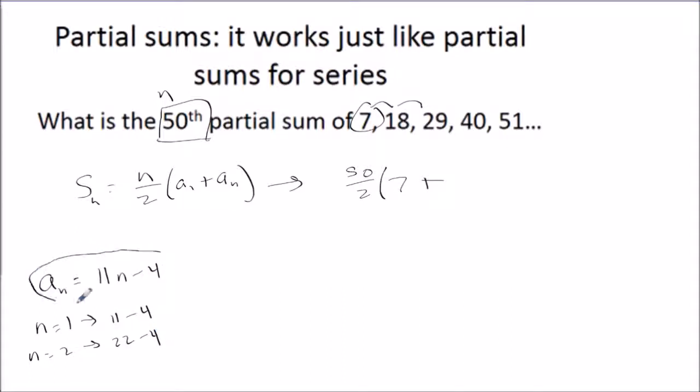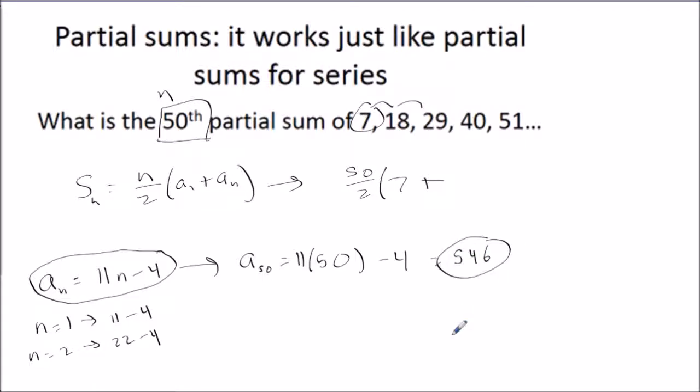Guess what? I need the same thing on the rule. So I've got my rule, and I need to know the 50th term in the list. So all I'm going to do then, I'm going to find a sub 50, and that would be 11 times 50 minus 4. So what do I get when I do that? So 50 times 11 minus 4, I get 546. And that's my 50th term.